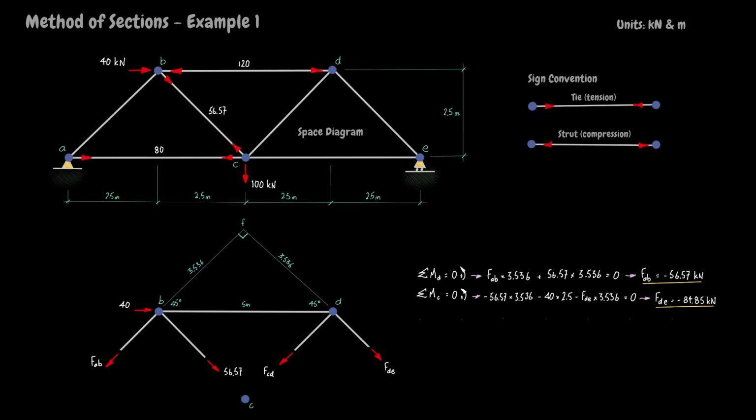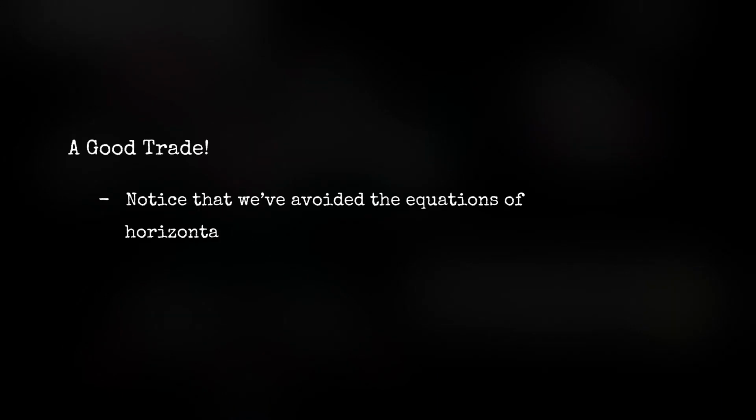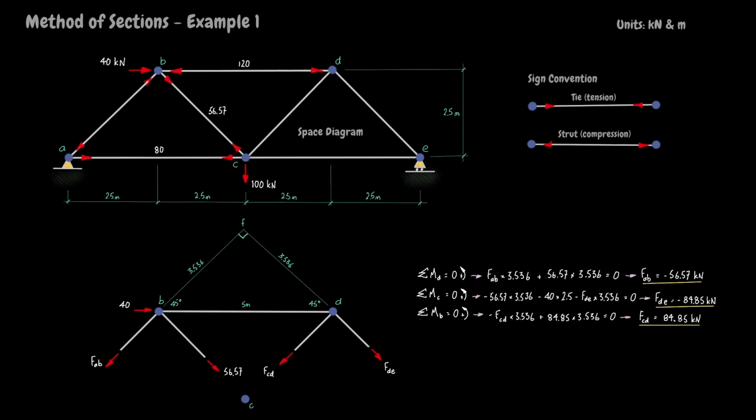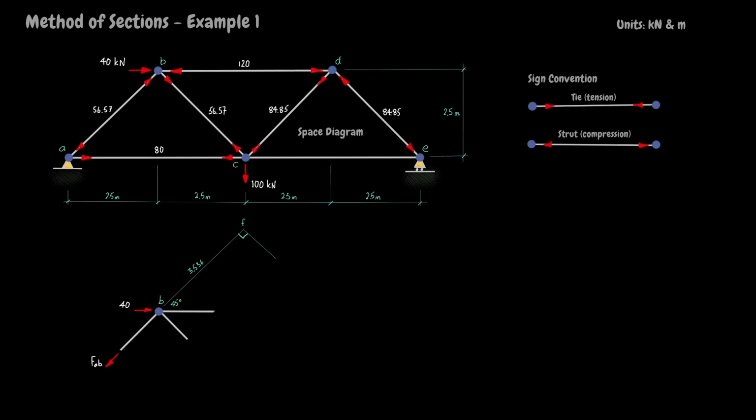Vertical forces could be summed to find FCD, but that would be tedious. Taking moments about B is a better approach and shows that FCD is plus 84.85 kilonewtons. It pays to keep on your toes when doing structural analysis. Notice that we've avoided the equations of horizontal and vertical equilibrium by trading them for 2 moments equations. That's a good trade. Record the results on the space diagram, then free up screen space by erasing the free body diagram and the calculations.